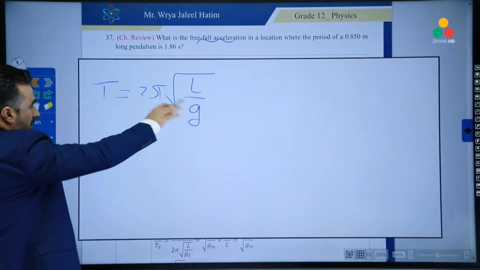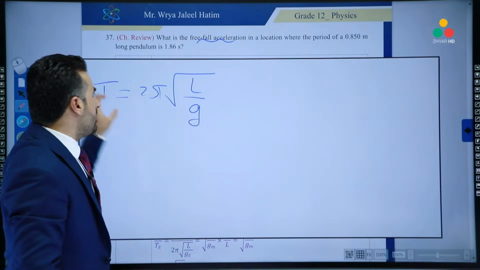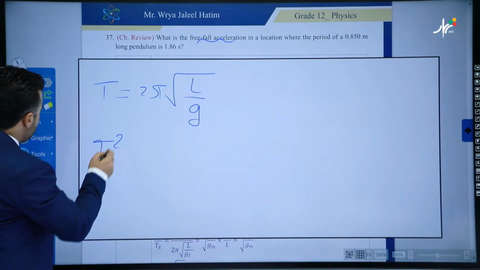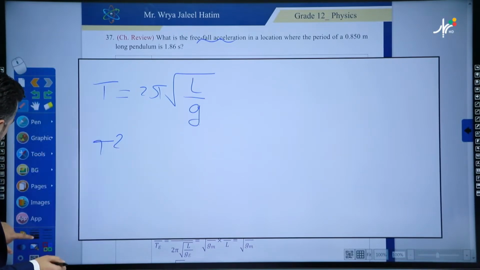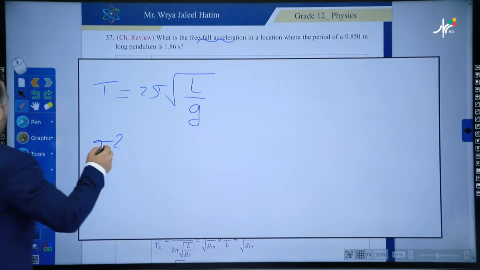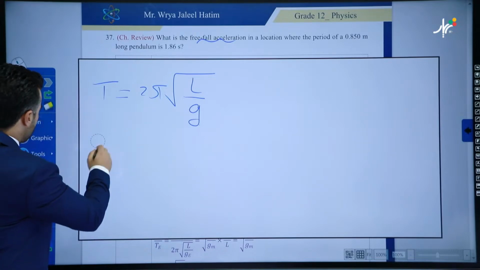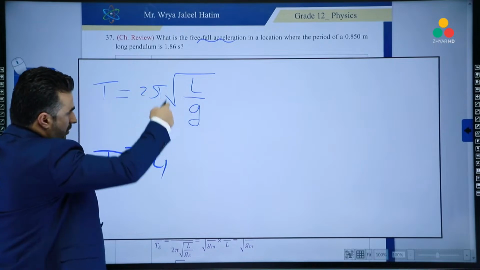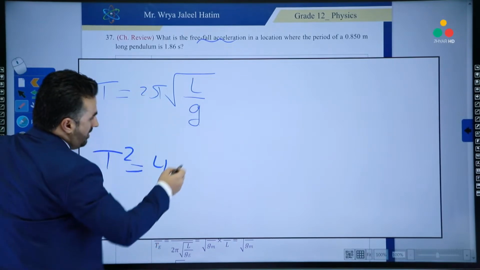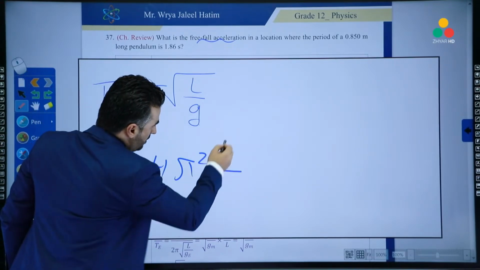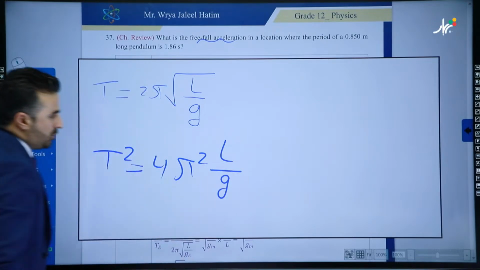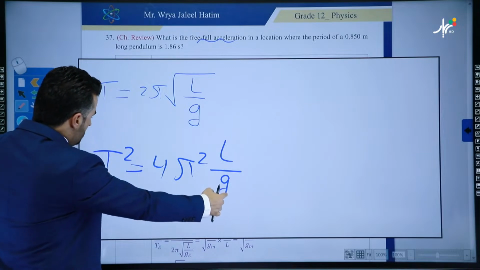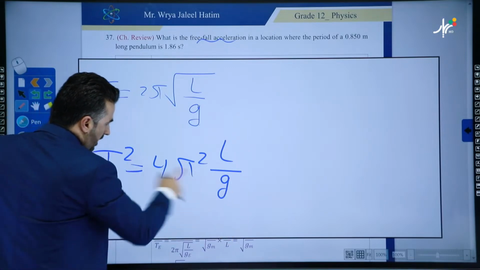Now, if you're going to find g here, you'll have to square both sides in order to get rid of the square root. So in this case, we can say T squared, the period squared, equals 4, because 2 squared is 4, and then pi squared, times L over the gravitational acceleration. Now, if you use cross multiplication, you can switch the period and the gravity in their locations.